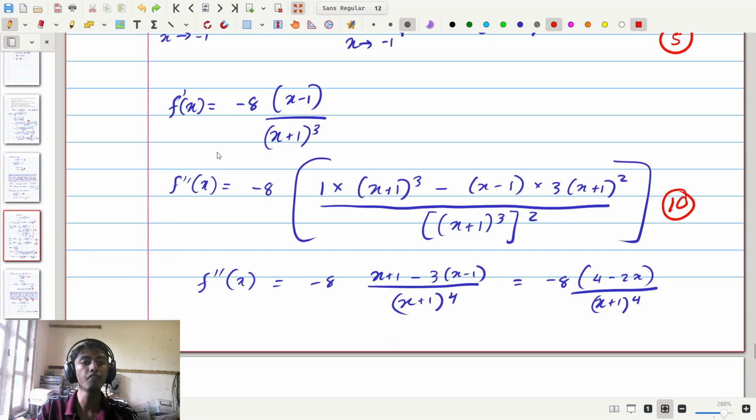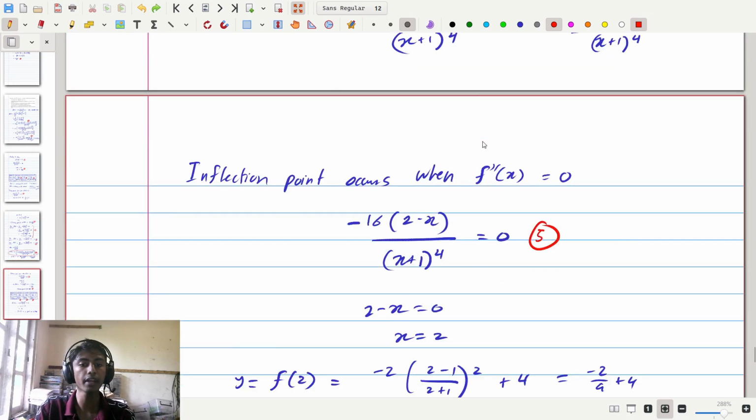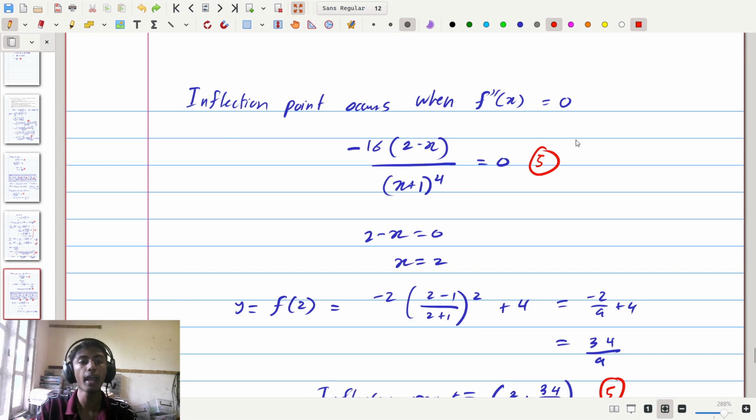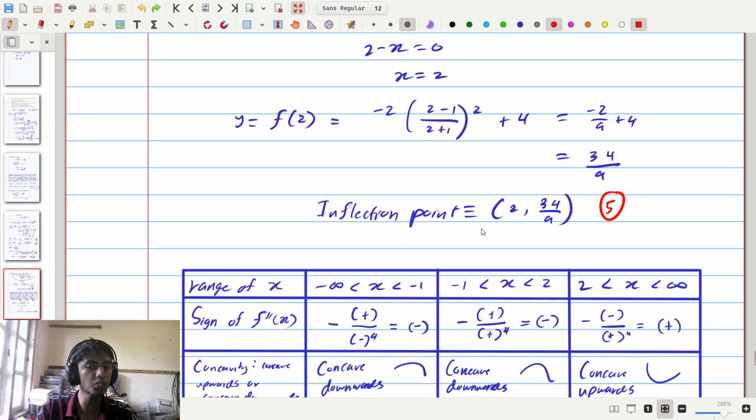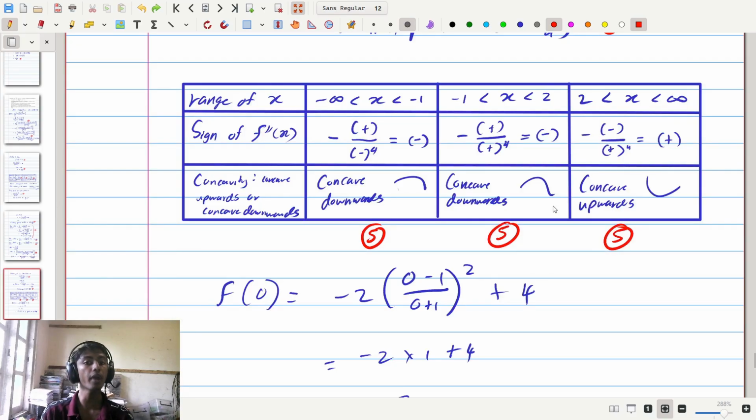Now after that, when you then try to find the second derivative, for applying the quotient rule for the second derivative again, you get another 10 marks. For applying it and getting this equation, you get another 10 marks. Now after that, where you then find the actual second derivative and equate it to 0 and find the inflection point, for equating it to 0, you get another 5 marks. After that, where you then find the actual inflection point and find that it's equal to (2, 34/9), you get another 5 marks. Now after that, when you then do the second derivative analysis, for each of these columns again, for getting the sign correct and then getting the concavity correct, you get 5 marks, 5 marks, and 5 marks.